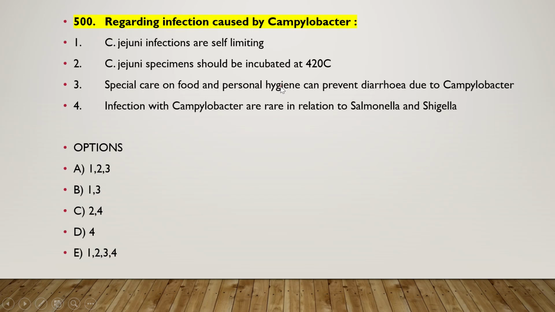Okay, and the last question of this series of 500 MCQs is regarding infection caused by Campylobacter. So Campylobacter jejuni infections are self-limiting. Specimen should be incubated at 42 degrees Celsius. Special care on food and personal hygiene can prevent diarrhea due to Campylobacter, or the last option, that is infections with Campylobacter are rare in relation to Salmonella and Shigella. And the right answer is option A, that is first three options are correct about Campylobacter.